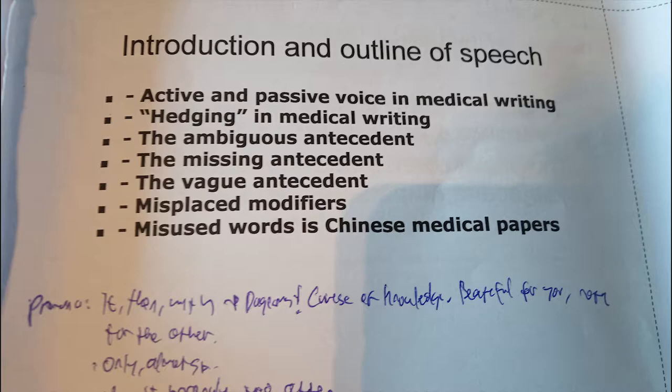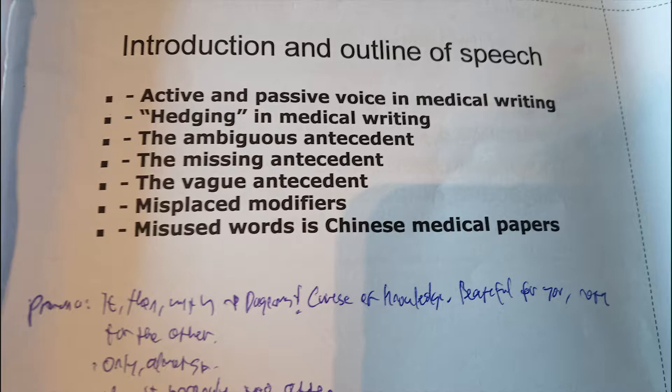However, we have another problem when we overuse these hedging words. We use too many together. And because we use so many of these uncertain words, it looks like we know nothing at all. So it's very important to use hedging words, but not to use too many. I will give you some examples so you can understand what I'm talking about.